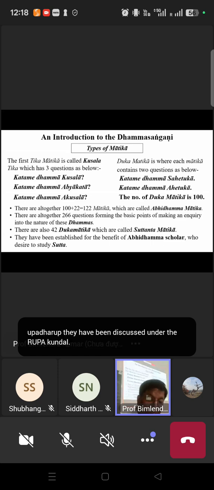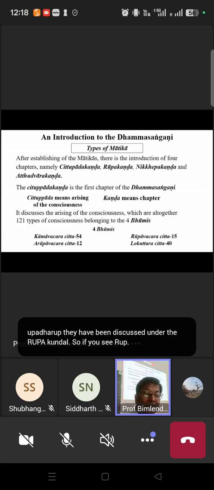If you see, in the Chittupadakanda they have been discussed under the Kamavachar 54, Rupavachar 15, Arupavachar 12, and Lokuttar 8. All of them have been discussed on the basis of Kusala Tik, Vedana Tik, Vipaka Tik, all they have been discussed there.